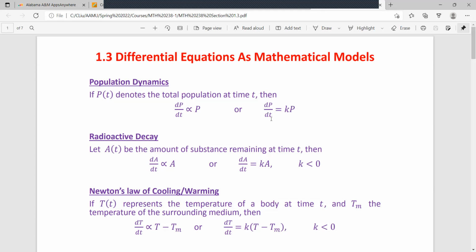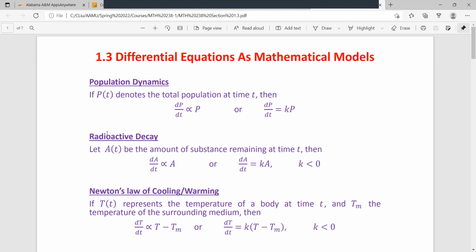This model turns out to be too simple. It's only valid for the initial stage of the population growth. As the population grows, you have to consider other factors involved, and then you have to add more terms in the equation. We're going to discuss those things in the second or third chapters. All right, so that's the first example.